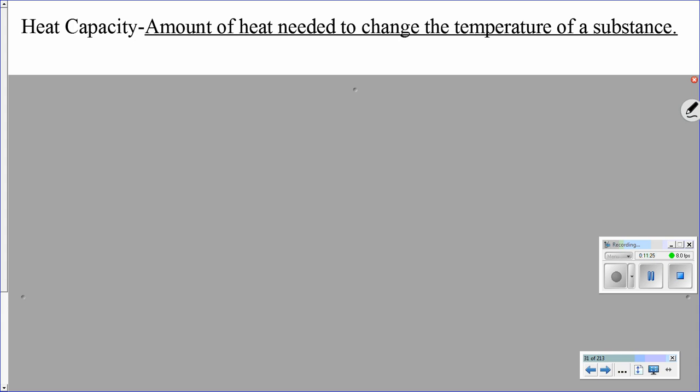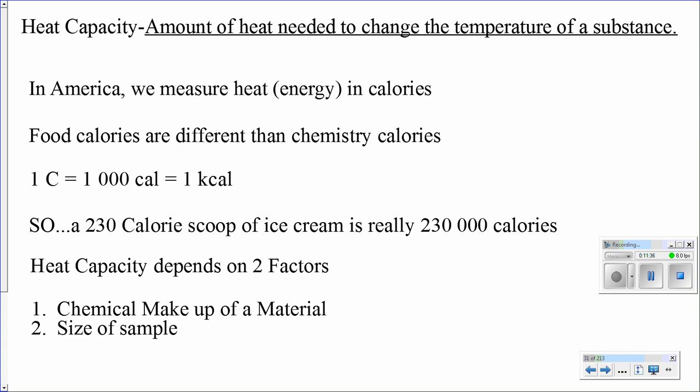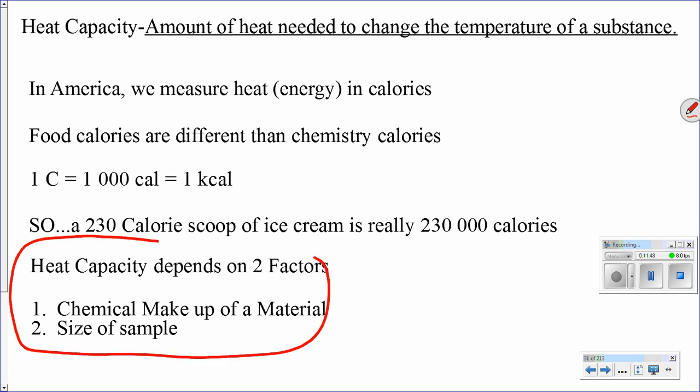Now, other calculations we can do with something called heat capacity have to do with changing temperature in a sample. So heat capacity is the amount of heat needed to change the temperature of a substance. In America, we tend to measure heat with calories. I put some side information on here about food calories and that kind of stuff. What's important to understand in terms of chemistry is heat capacity depends on two factors.